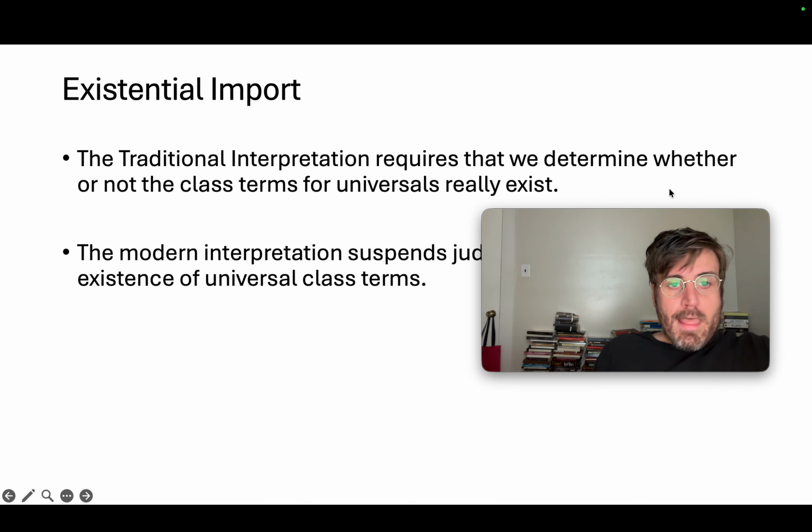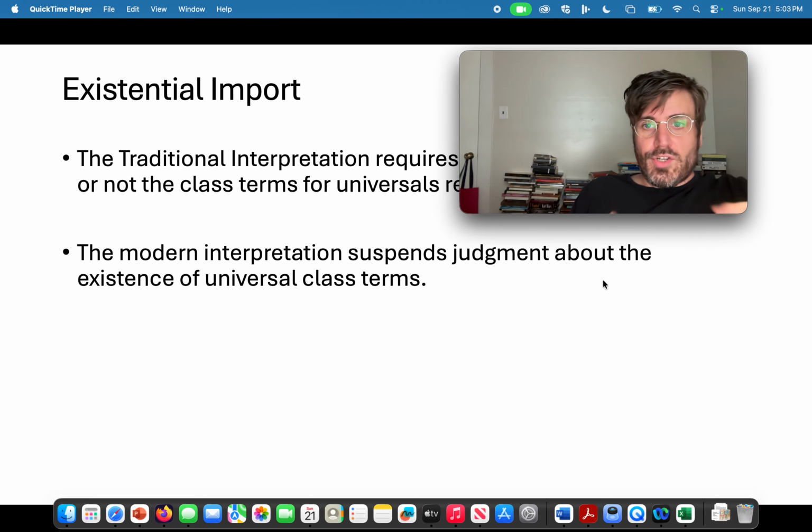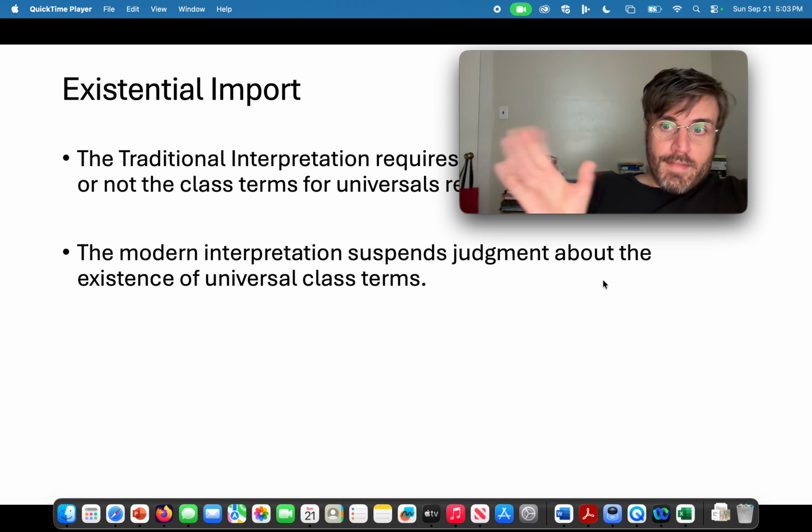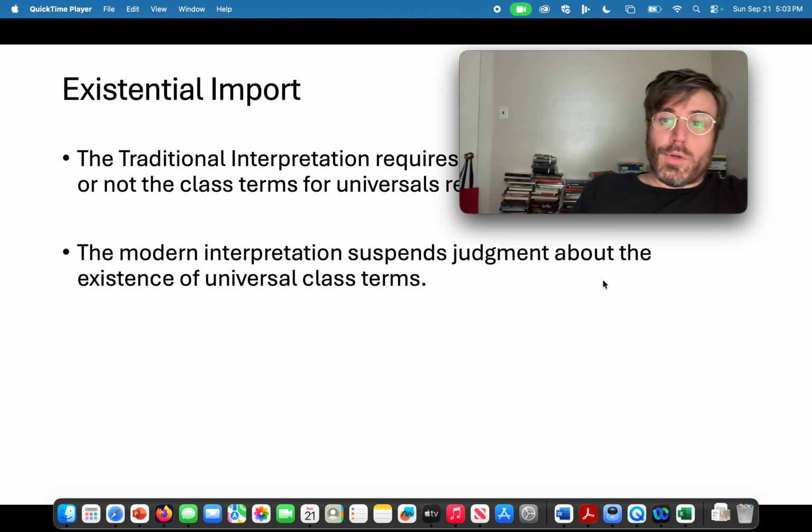So in a sense, existential import is an issue for subscribers to the Aristotelian or traditional interpretation of logic. The modern interpretation, on the other hand, suspends judgment about the existence of universals. It is not interested in the question of the factual, empirical existence of the class terms for the universal categories. That's a very big difference in approaches, and you might wonder, what justifies the modern interpretation to suspend judgment about the existence of universals? We'll see different ways in which this yields very different inferences at the level of how much we're allowed to infer about certain categories.